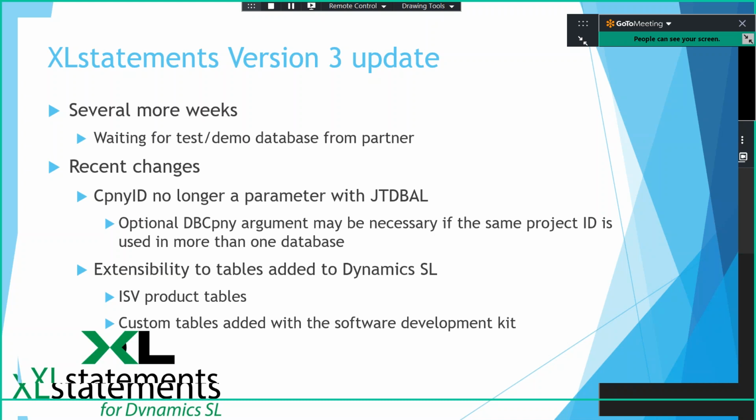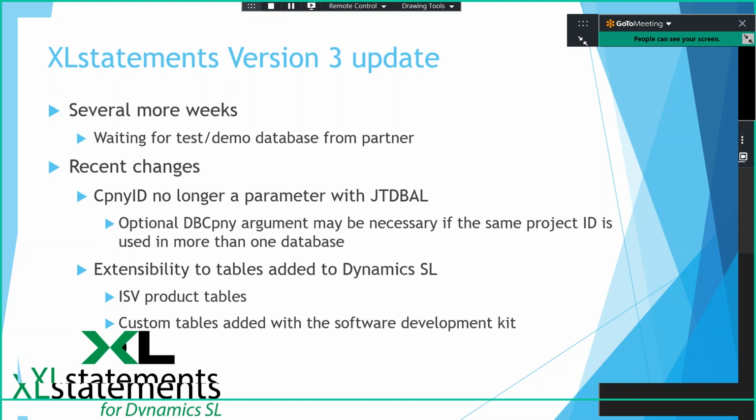So we're still waiting for that, and we're hoping we'll get that this week. But we haven't been just sitting on our hands. We have made a couple of changes in the last week, actually. So for JTDBal, for the project balances, we're no longer making company ID even a parameter for that.